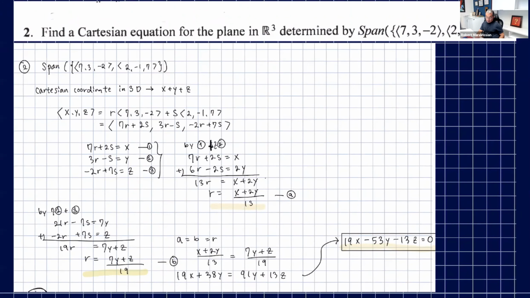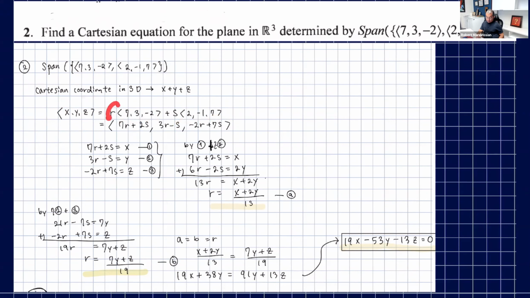Number 2, find the Cartesian equation for the plane in R3 determined by the span of these 2 vectors. First of all, we know that the span of 2 vectors in R3 that are not parallel is a plane passing through the origin. So how do you find that? You can put x, y, z equal to r times the first vector plus s times the second vector.